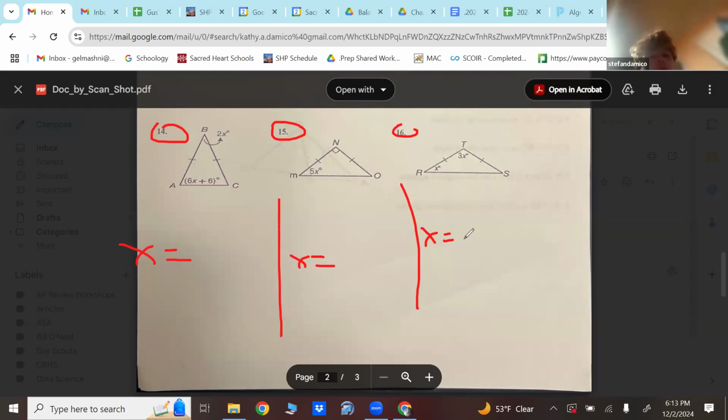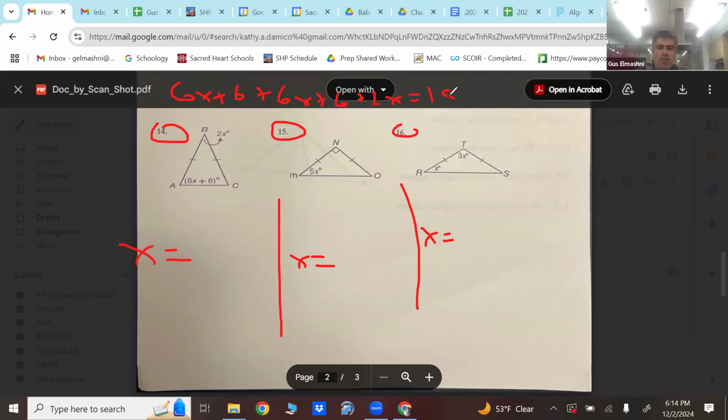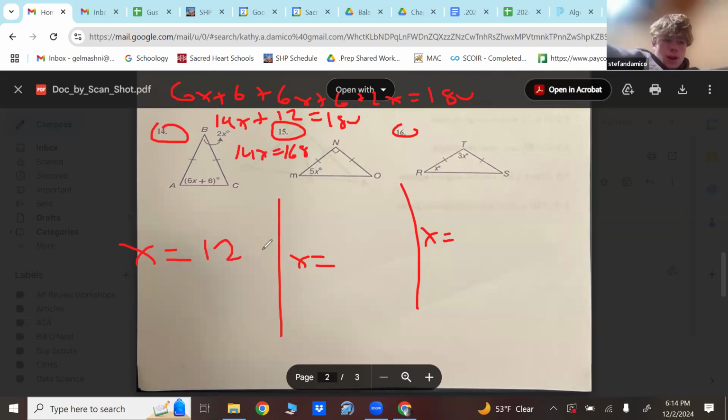Is the first one 12? Let's find out. So you should have 6x plus 6, another 6x plus 6, and then a 2x. 14x plus 12 equals 180. I agree. Good work. Okay, how about 15?